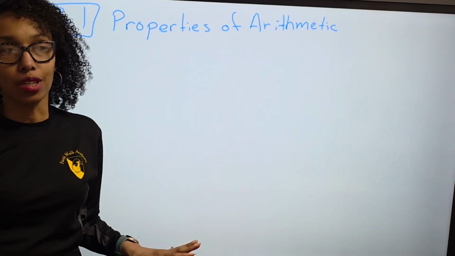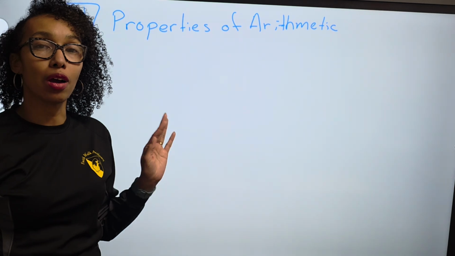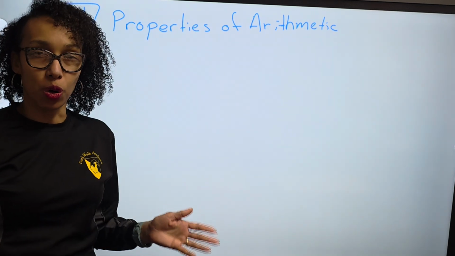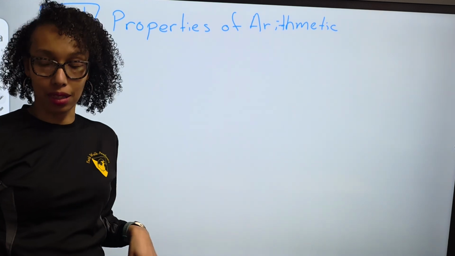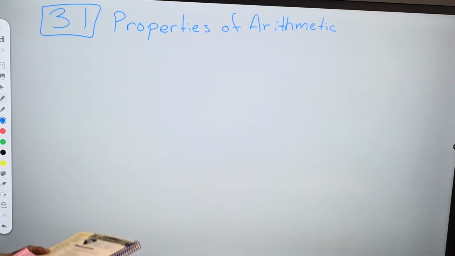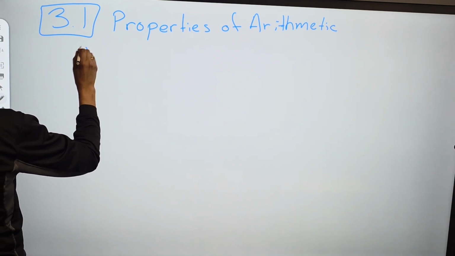So just no algebra yet, okay? But we're just going to talk a little bit about some of these properties that we already know. We may not have known the name for the particular property, but we're going to connect those two ideas in this section. So the first property is the commutative property.